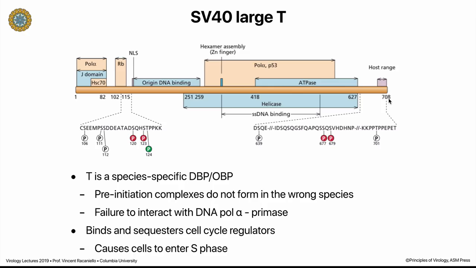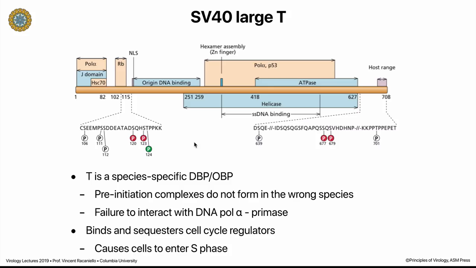First of all, it's a species-specific DNA binding protein or origin binding protein. That means that the T antigen of SV40, which is a monkey virus, will not participate in DNA synthesis in a mouse cell, for example. That's what we mean by species-specific. So pre-initiation complexes don't form in the wrong species. Large T of SV40 will not allow interaction with polymerase, DNA polymerase alpha primase, in the wrong species. And that's due to differences in sequences.